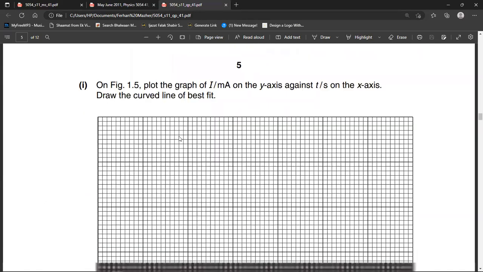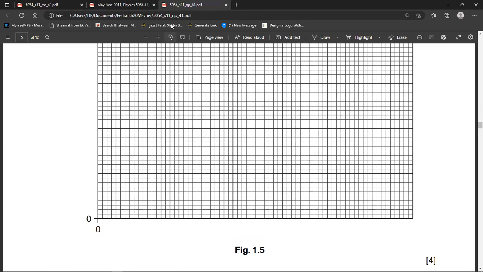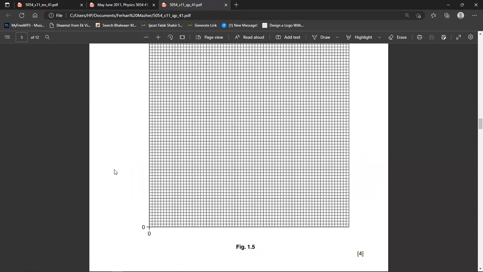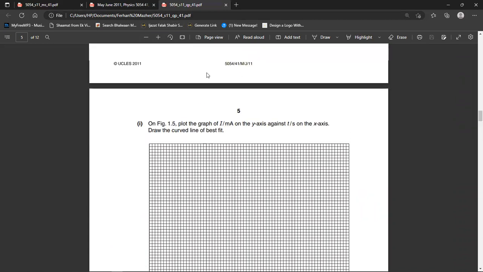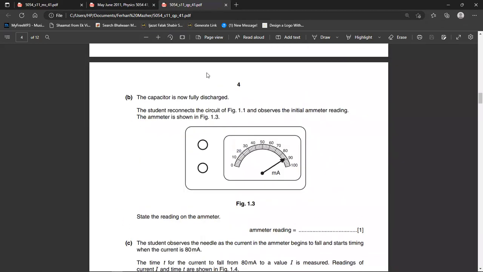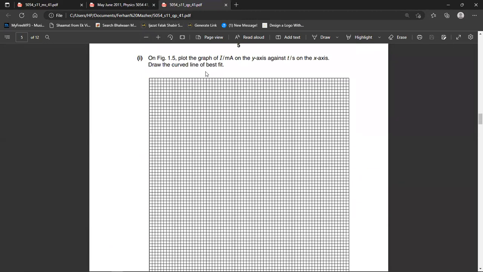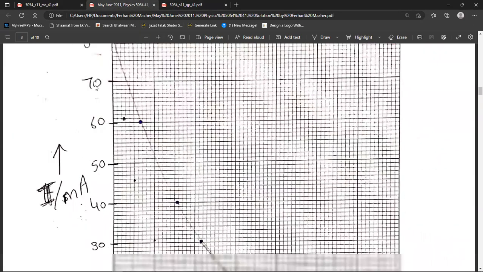Okay. So now they want us to use figure 1.5, so let me show you the whole thing. Okay, so this is that graph. It's a 4-mark question. It says on figure 1.5, plot the graph of I in milliamperes on the y-axis against t in seconds on the x-axis. Draw the curved line of best fit. So we have to draw the graph, and the t is supposed to be on the x-axis.